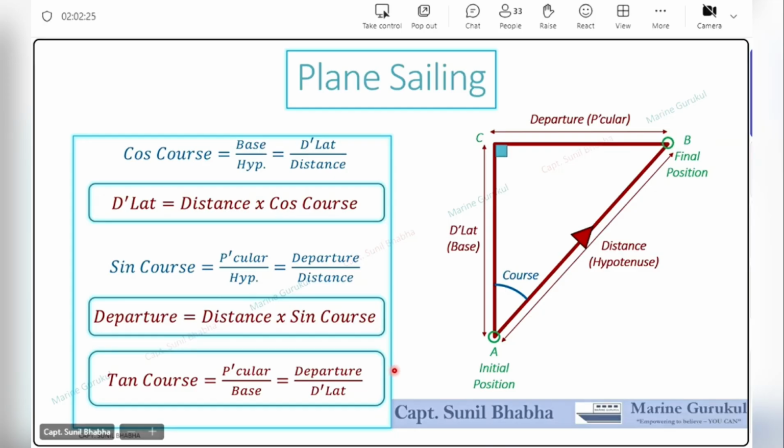This is a very simple form of sailing. We do not need to refer to any tables. We do not need to use any complicated formulas. Simple trigonometric ratios giving us these three simple formulas, helping us to calculate the course and distance as well as the position arrived using plain sailing.